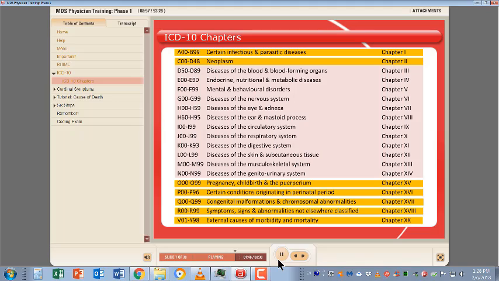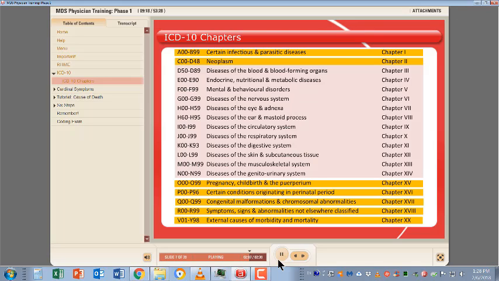For example, the code for acute myocardial infarction is I21. The code for epilepsy is G40. The code for asthma is J45. The codes for renal failure are N17 to N19 and so on.